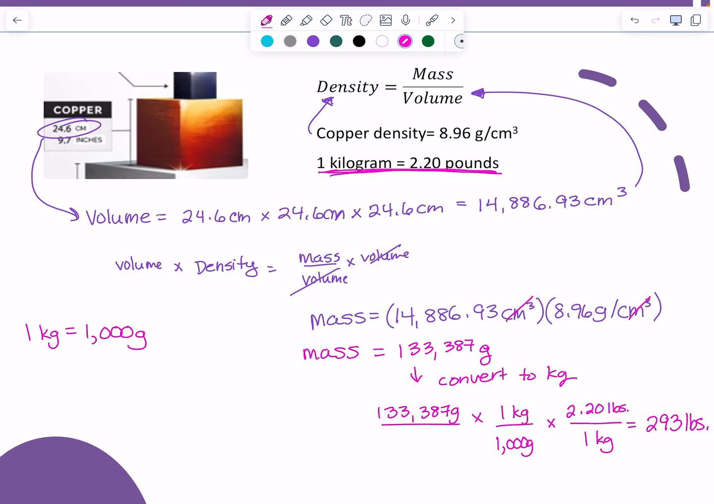So that's equal to 133 kilograms. If you just do this part right here, and you divide this by 1,000, that's 133 kilograms. So if you multiply 133 kilograms by 2.2, because there's roughly 2.2 pounds per kilogram, that's how you get your 293. Okay? All right.